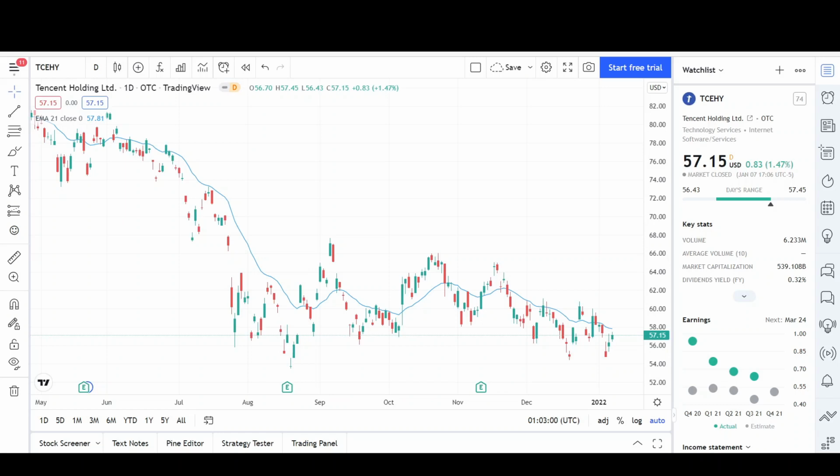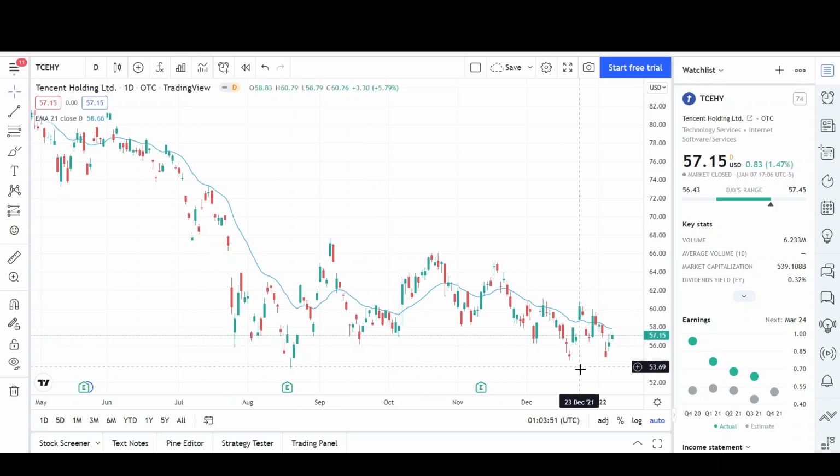I will first go over what I see on the daily chart and finish the video off with the weekly chart. So it looks like Tencent has been trading sideways since last year July, and that's quite a long time. You can see that the price cannot break above that $65 level, and the price cannot break below that $56 level or even the $54 level.